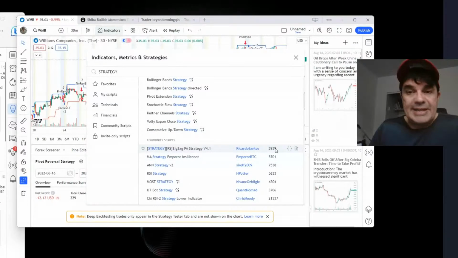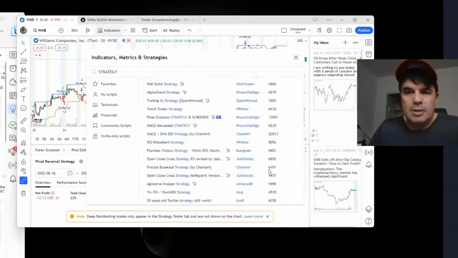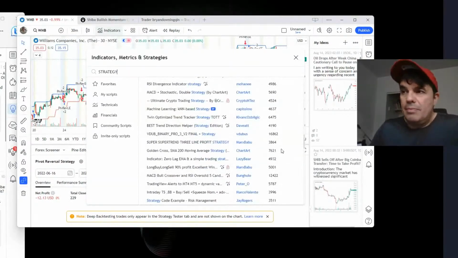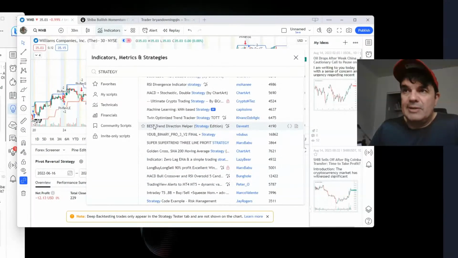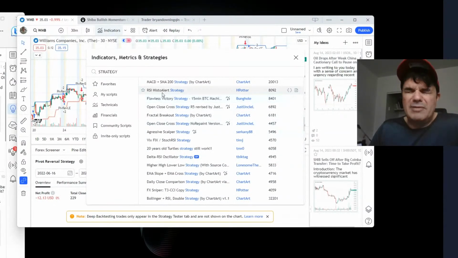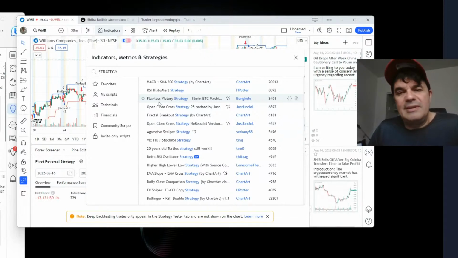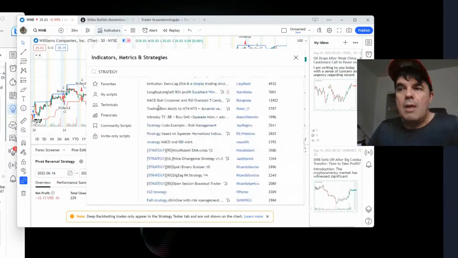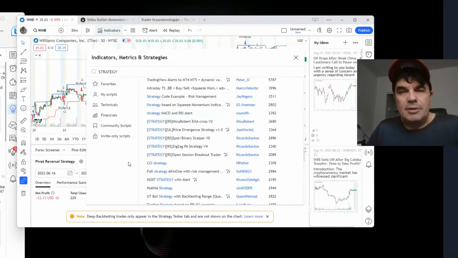That's a number of likes, or not likes. I think they call them agree or boost, or whatever they call it in the world of TradingView. But some of them are in the thousands. Some of these Lux strategies are quite good, and you're obviously going to have different strategies for different timing and different instruments, so lots of experimentation here. But the way to do that is just put in the word strategy.